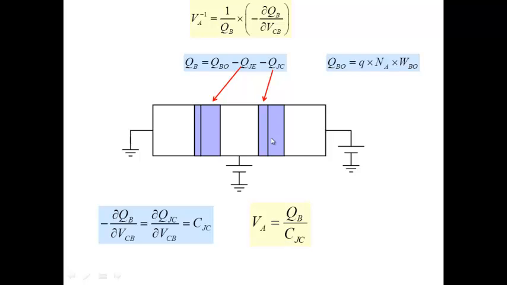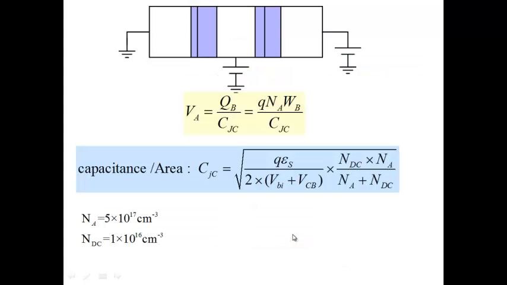What is the capacitance of the collector junction? You write CJC. What is the charge QB? Well, the charge in the neutral part of the base is equal to QNAWB. The next thing is, we have already seen for a PN junction that for any junction, the capacitance goes as the square root of QES by 2 times (VBI plus VCB), times NDC NA over (NDC plus NA), where these are the dopings on the two sides. And that's the expression for junction capacitance.